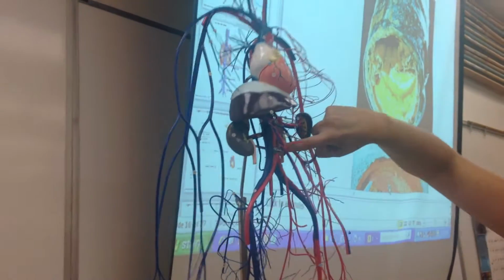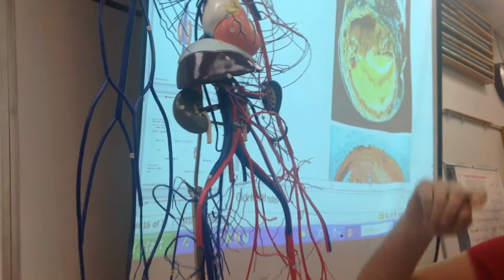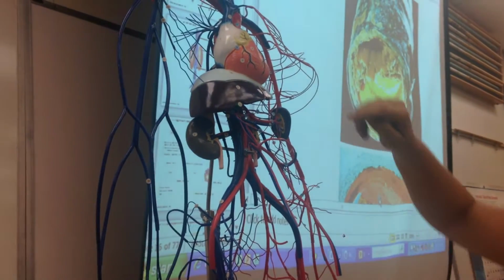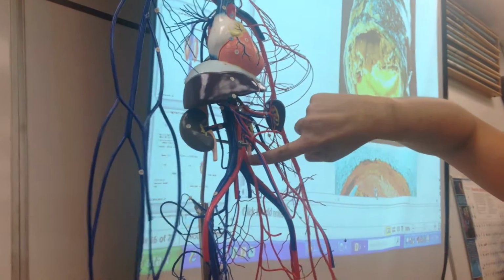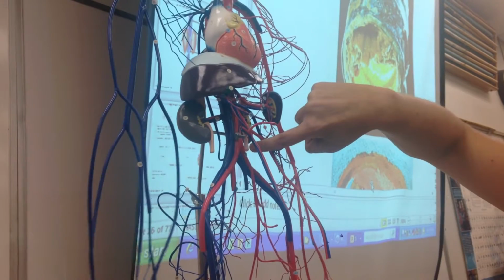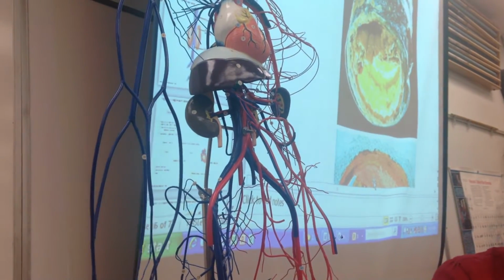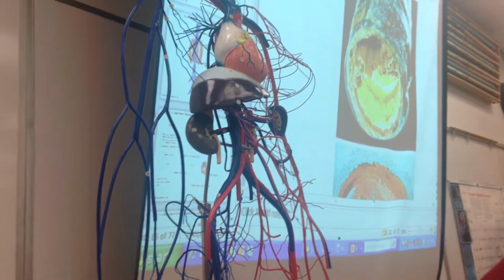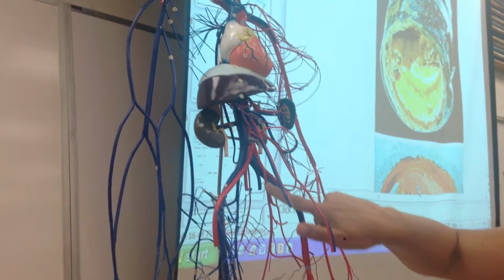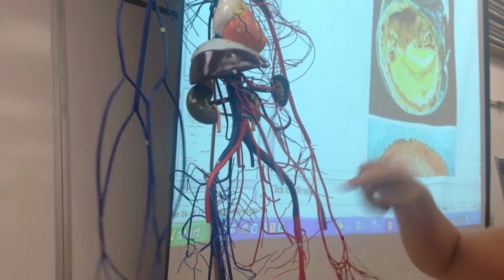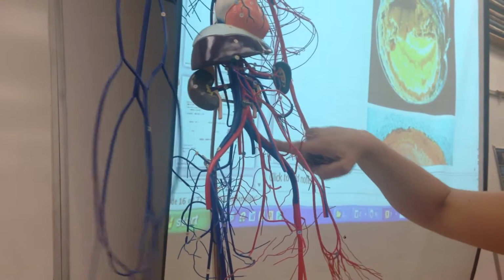This is the abdominal aorta. The abdominal aorta is going to split into two, a left and a right common iliac artery. And if it says common, you know it's got to branch again. So this is the internal iliac artery, and then this is the external iliac artery.